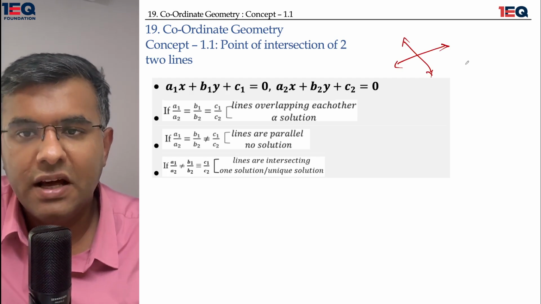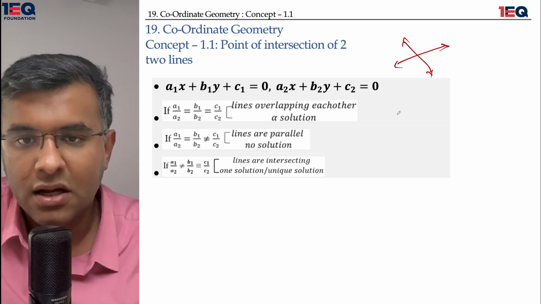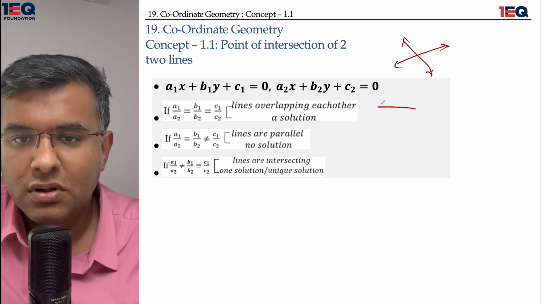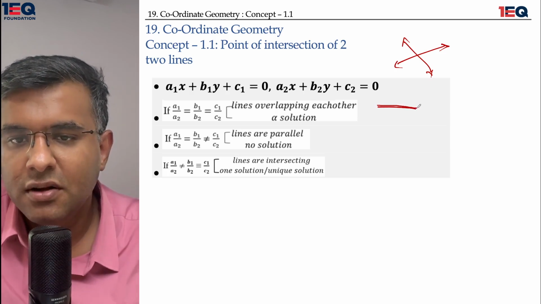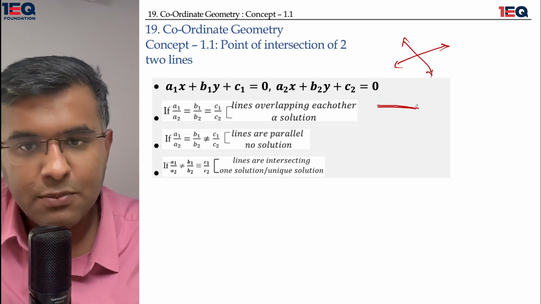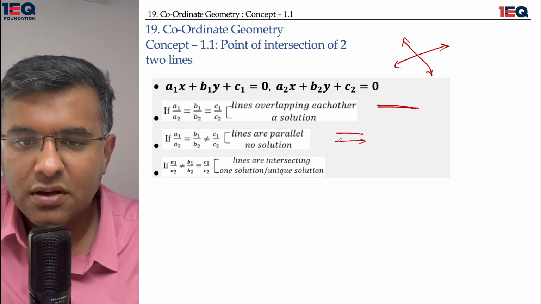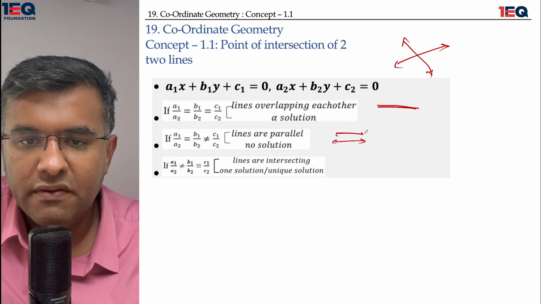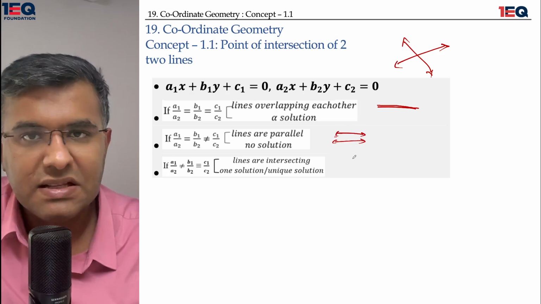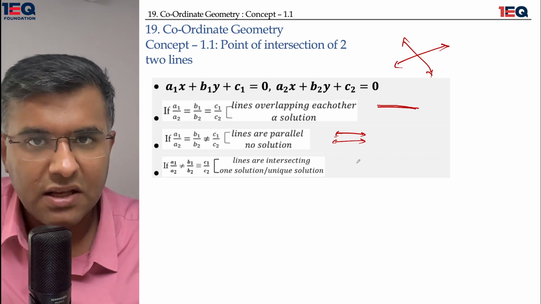And whenever they are in a plane, there are three situations that can occur. Either both the lines are overlapping each other. For the sake of convenience, I'm showing that one line is over the other line. The lines can be parallel to each other, and they would never meet, right? Parallel lines are going to be equidistant from each other and they are never going to meet.